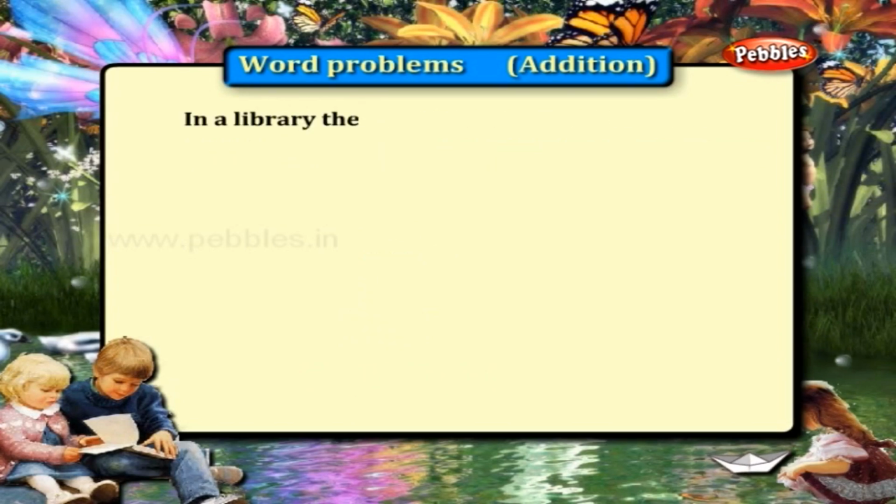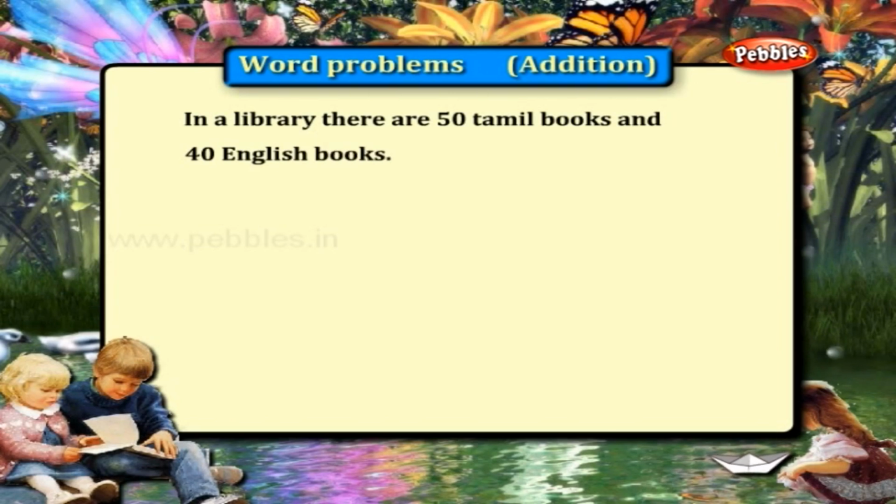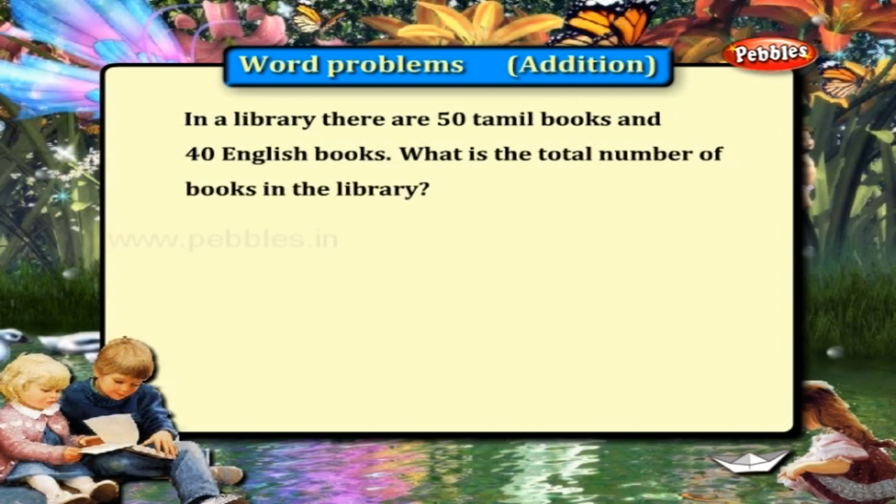In a library, there are 50 Tamil books and 40 English books. What is the total number of books in the library? 50 plus 40 is equal to 90 books.